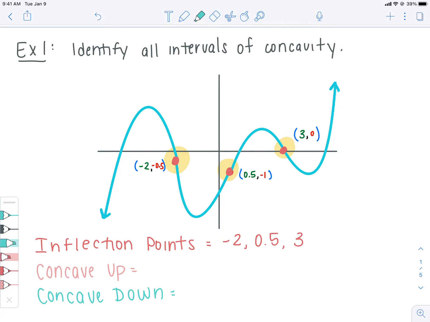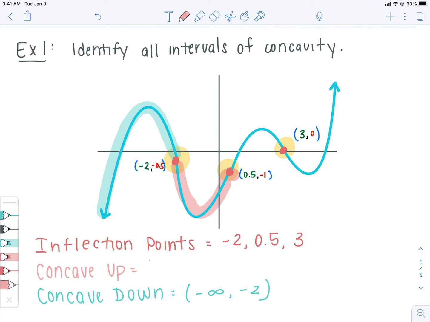If I want to look at my first interval, the first part of my graph is facing down. So my first interval starts at -infinity and goes to -2. So I would say the graph is concave down from -infinity to -2. And I'm intentionally using my inflection points, or my numbers that are going to be in my interval. So then at -2, now my graph is facing up.